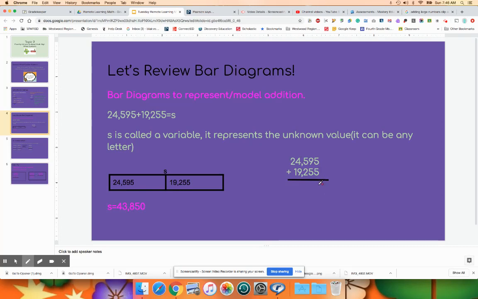So 5 plus 5 is 10. Oh, purple on purple is not a good idea. Ooh, let's try yellow. Okay.